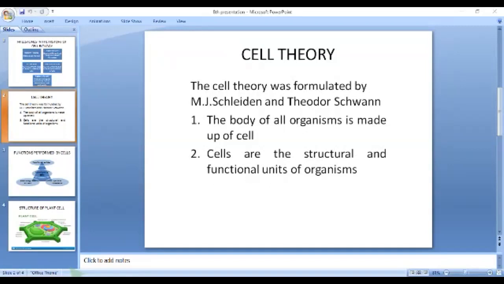Once more I will repeat for you. Listen, what is cell theory? Who are the scientists who formulated it? At that time you have to write that M. J. Schleiden and Theodore Schwann formulated the cell theory. What are the points coming under the cell theory? The body of all organisms is made up of cells. Cells are the structural and functional units of organisms.